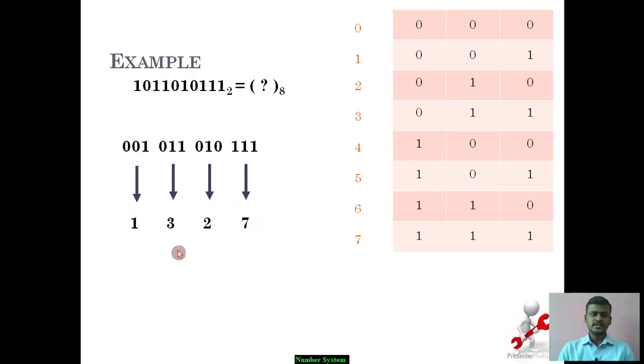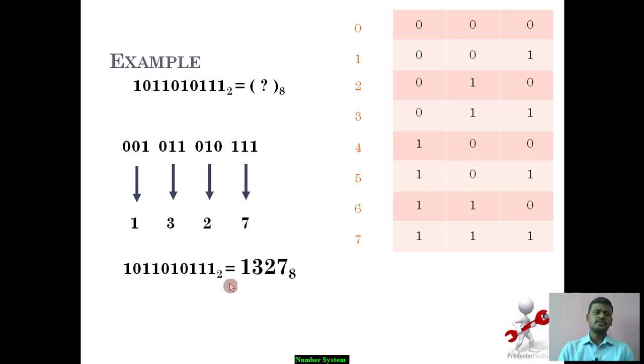So this is an octal conversion from binary numbers, right? So 1327 is the octal value after converting from the binary values. So this is how we can convert any particular binary value to an octal value.